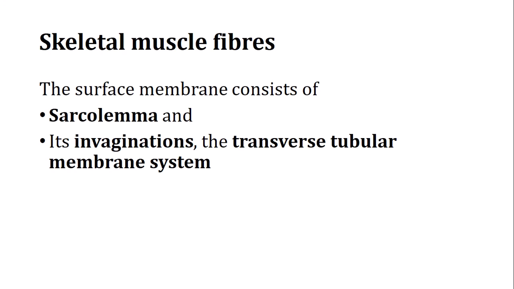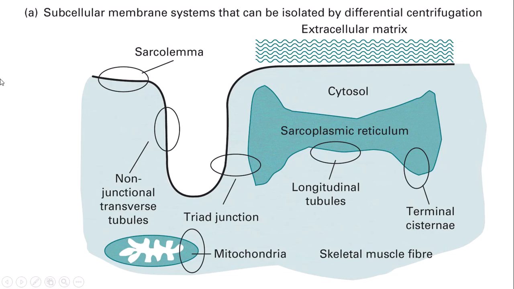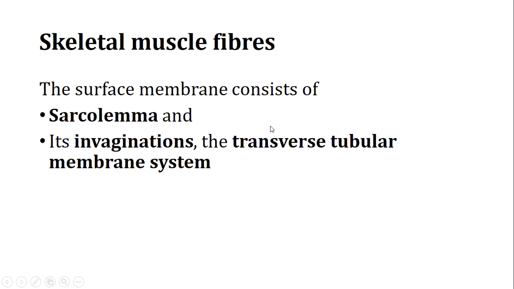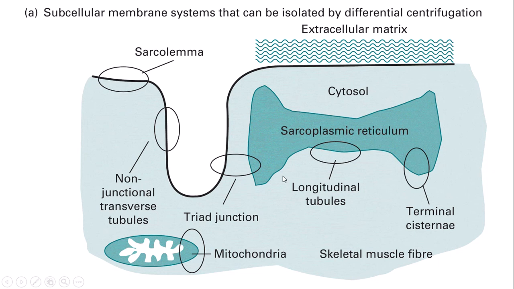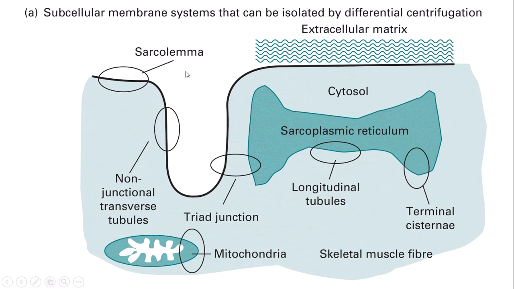A few highlightable structures: they consist of the sarcolemma and its invaginations, the transverse tubular membrane system. Overall, the sarcolemma is in continuation, and the remaining part comes under the category of the transverse tubular membrane system. This transverse tubular membrane system is subdivided into non-junctional regions and the triad part that forms the contact zone with the terminal cisternae of the sarcoplasmic reticulum. So we talk about the non-junctional region, and this is the triad part, the remaining part we can consider. This is one system which is quite present there, and the others are smaller systems which are intact with this.